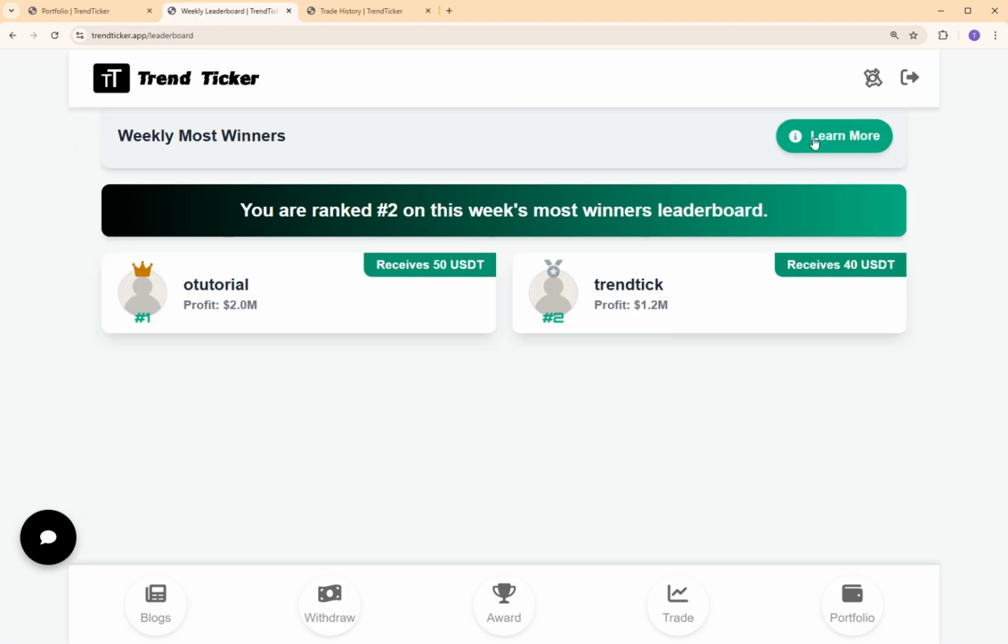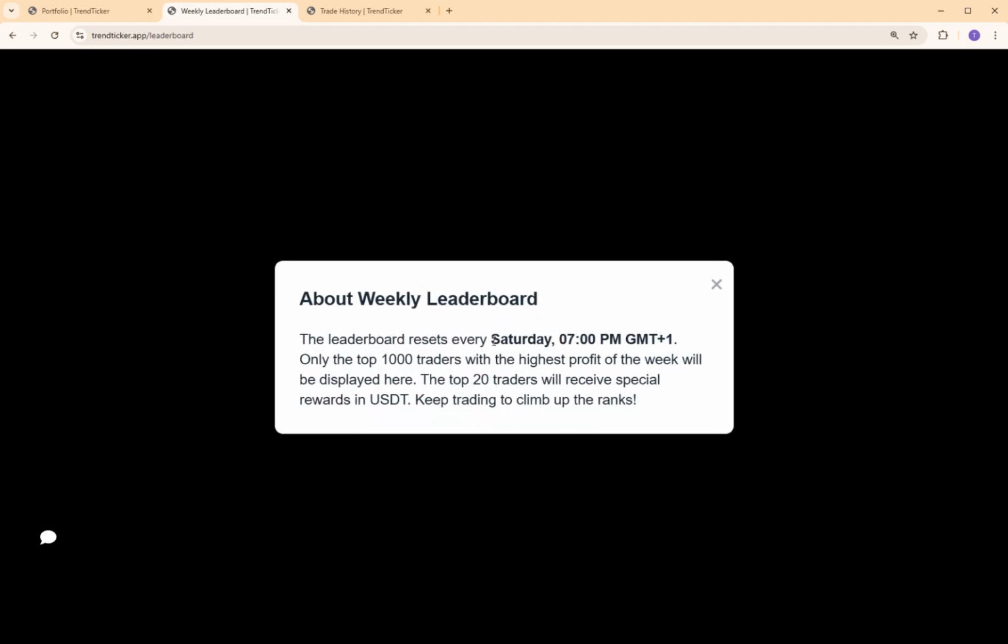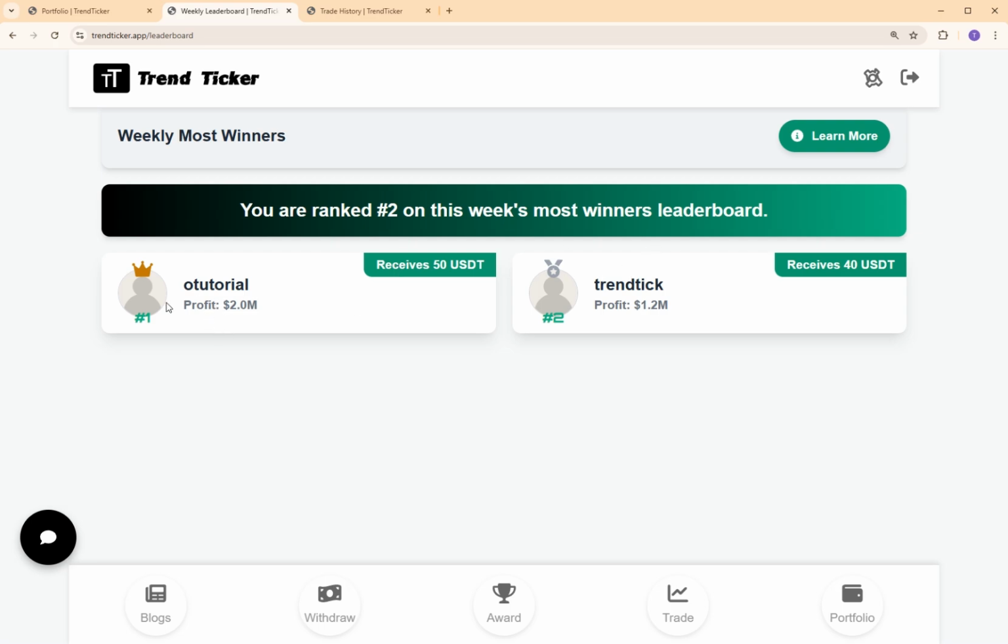Next, let's check the weekly leaderboard. The leaderboard resets every Saturday at 7 p.m. Nigerian time. Note, the time displaying is the real time it will reset on the country you're using TrendTicker from. Only the top 1,000 traders with the highest profits for the week will be displayed. The top 20 traders will receive rewards in USDT. For instance, the trader ranked number 1 will earn 50 USDT, and the trader ranked number 2 will earn 40 USDT. Once the leaderboard resets, you'll have to start trading again to climb the rankings for the new week.